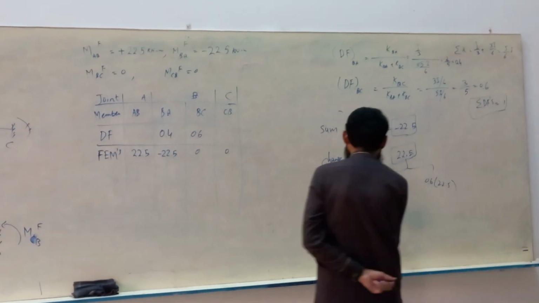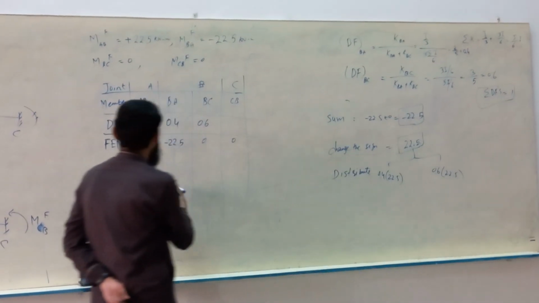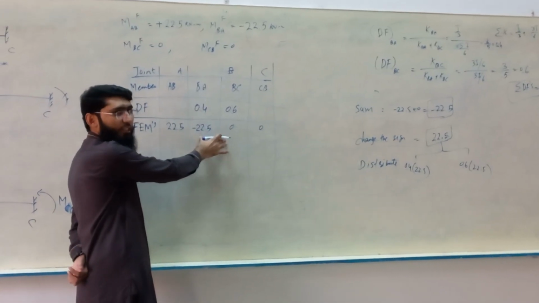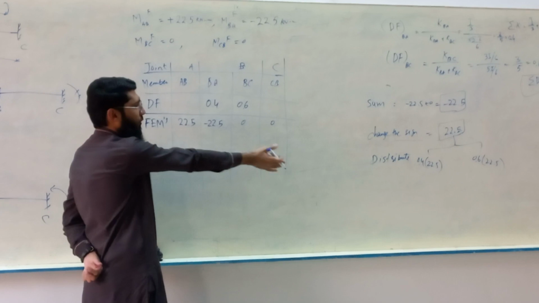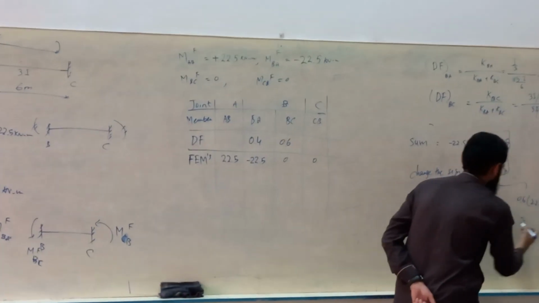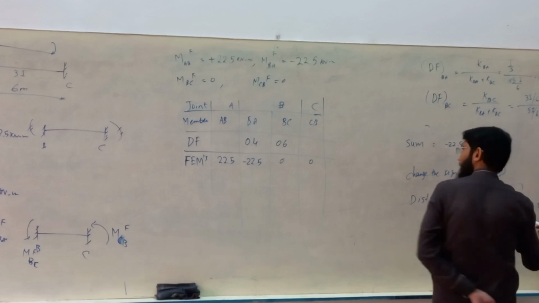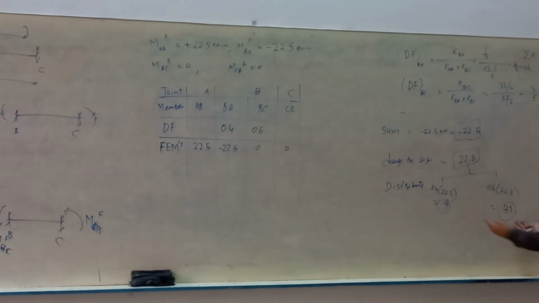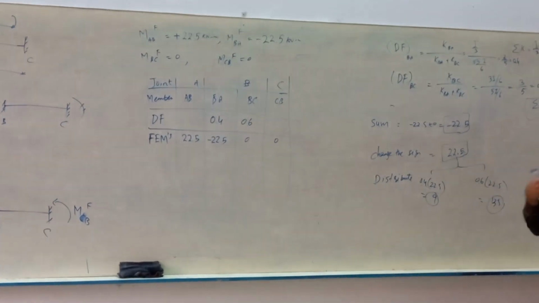And there is one more thing that we need to do, but let me first do this part. The sum is minus 22.5. Change the sign, 22.5. For the fourth time, what is this answer? 9. And what is this? 13.5. This, of course, these two should sum up to give you that 22.5.